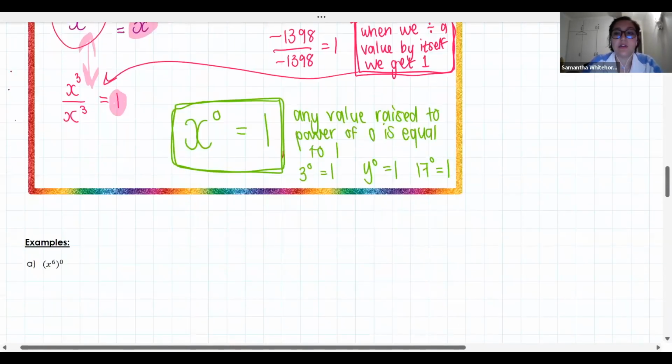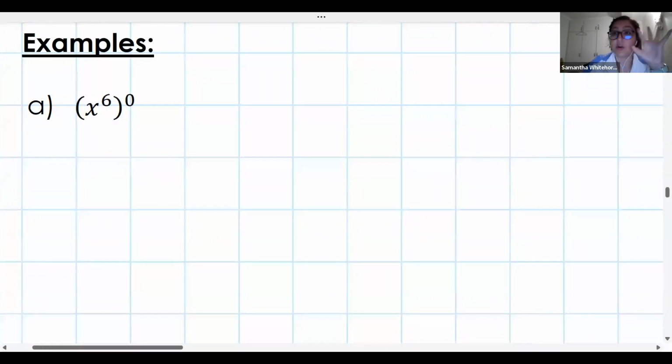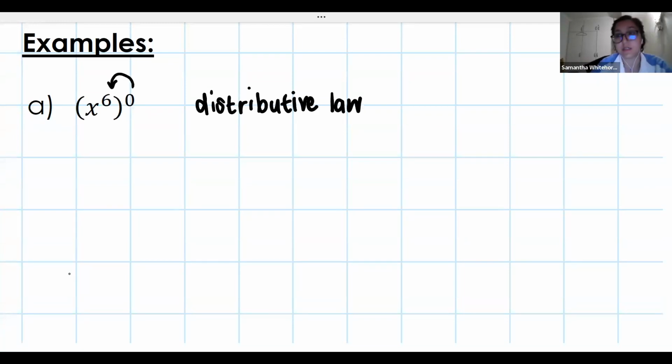All right, guys, so let's have a look at some examples here. So example A, we've got a bracket raised to an exponent. So we can apply our distributive law. This is nothing new. When you've got a bracket raised to an exponent, that's what you do. So we are going to multiply the 0 with the 6. So that leaves us with x to the power 6 times 0. Now we know that anything multiplied by 0 is actually just 0.